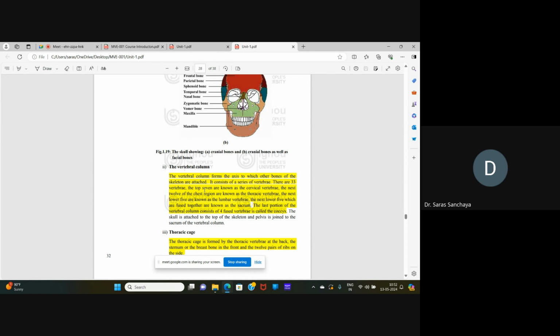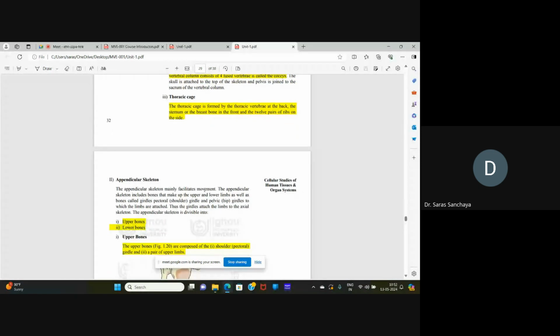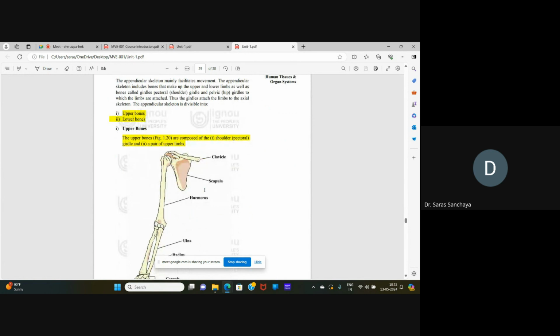The skull is attached to the top of the skeleton and the pelvis is joined to the sacrum of the vertebral column. Then the thoracic cage. The thoracic cage is formed by the thoracic vertebrae at the back, the sternum or breastbone in the front, and 12 pairs of ribs on the sides. Then we come to the appendicular skeleton, the upper bones and lower bones. The upper bones consist of the shoulder, that is the pectoral girdle, and a pair of upper limbs. This is called the upper bones.